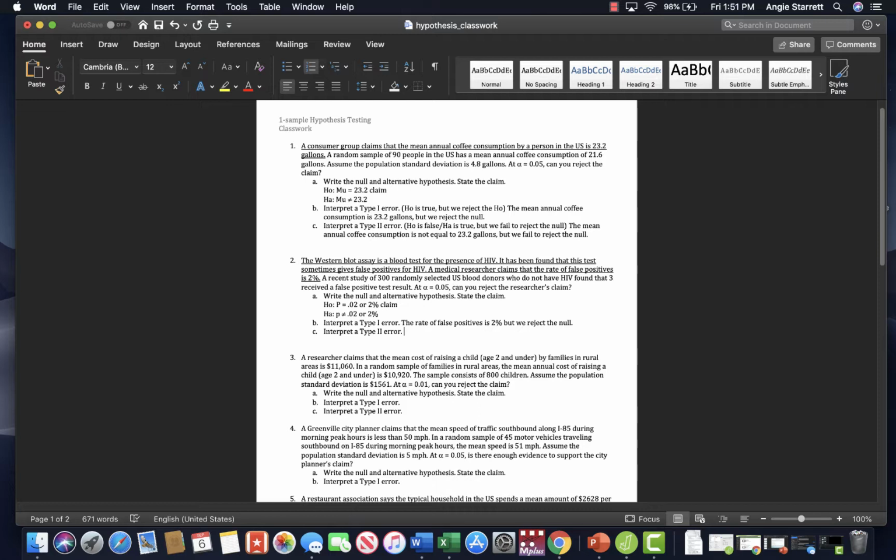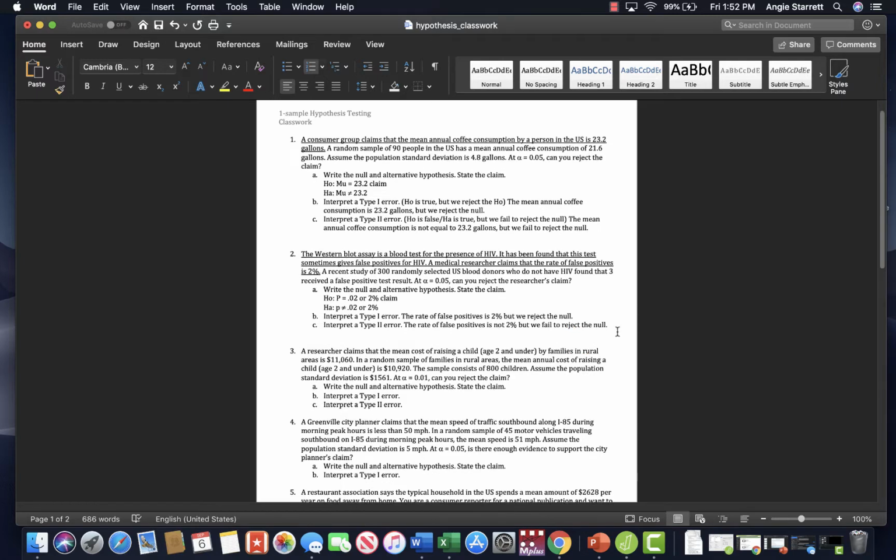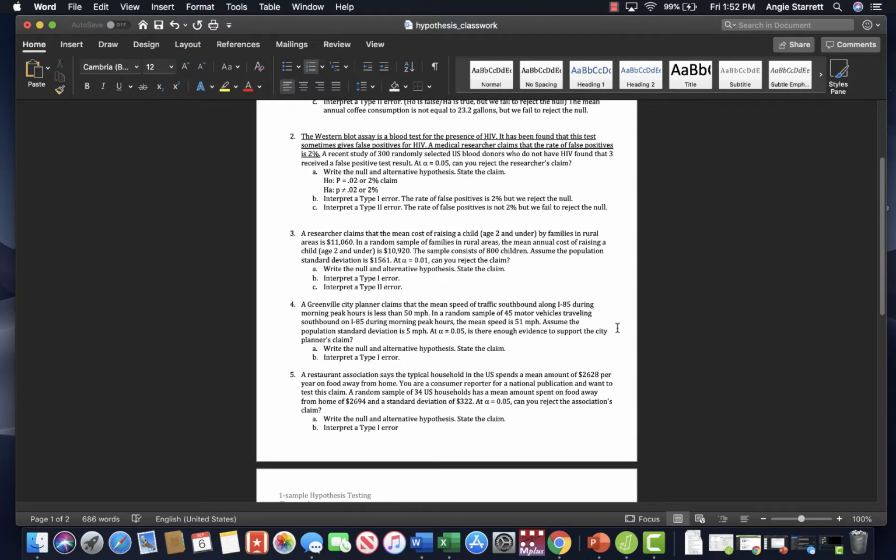All right. The type 2 error would be that the person is guilty. All right, so then the alternative is true. The person is guilty, but the jury comes back with a not guilty verdict. All right, so how do we say that for this problem? The rate of false positives is not 2%, but we fail to reject the null. All right, so hopefully it's starting to click. This may be the point at which you want to stop the video and do the remaining ones on your own and then come back to the video to check. All right, if not, let's just keep going.